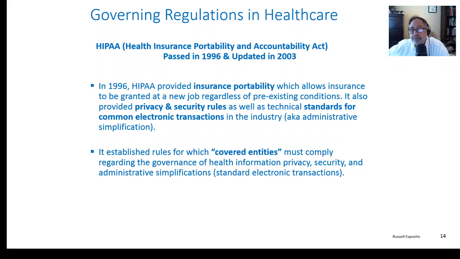That's the P in HIPAA, which says if you have a pre-existing condition and you change jobs, your new insurance company has to insure you and you're covered with your pre-existing condition. So that's one thing.